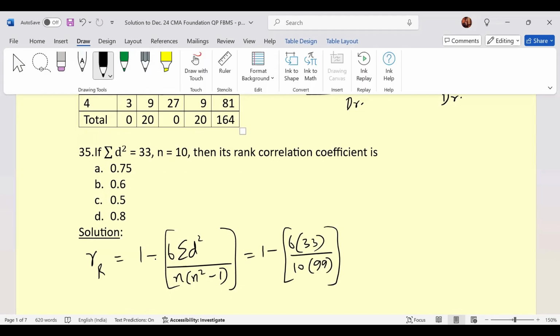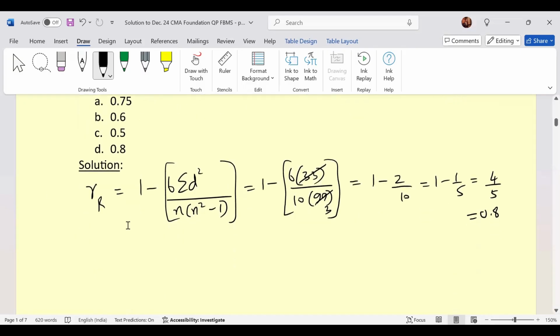So if we evaluate this, we will get 1 minus, this goes with this 3 times, and it is 2 by 10. 2 by 10 is 1 by 5. And 1 minus 1 by 5 is 4 by 5. 4 by 5 is 0.8. So option is D. Let us move on to the next one.